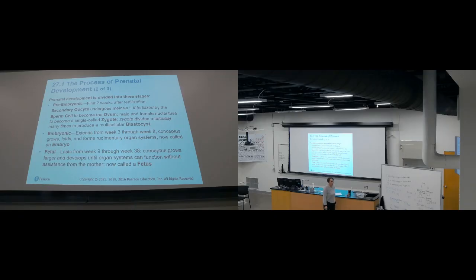So the prenatal period, which occurs before we're born, of course, is subdivided into 3 stages. Pre-embryonic, that includes the first 2 weeks after fertilization. And in this case, the secondary oocyte undergoes meiosis II. So remember, you have these chromosomes in metaphase plate that are waiting for the fertilization by the sperm cell so that you can resume meiosis II.